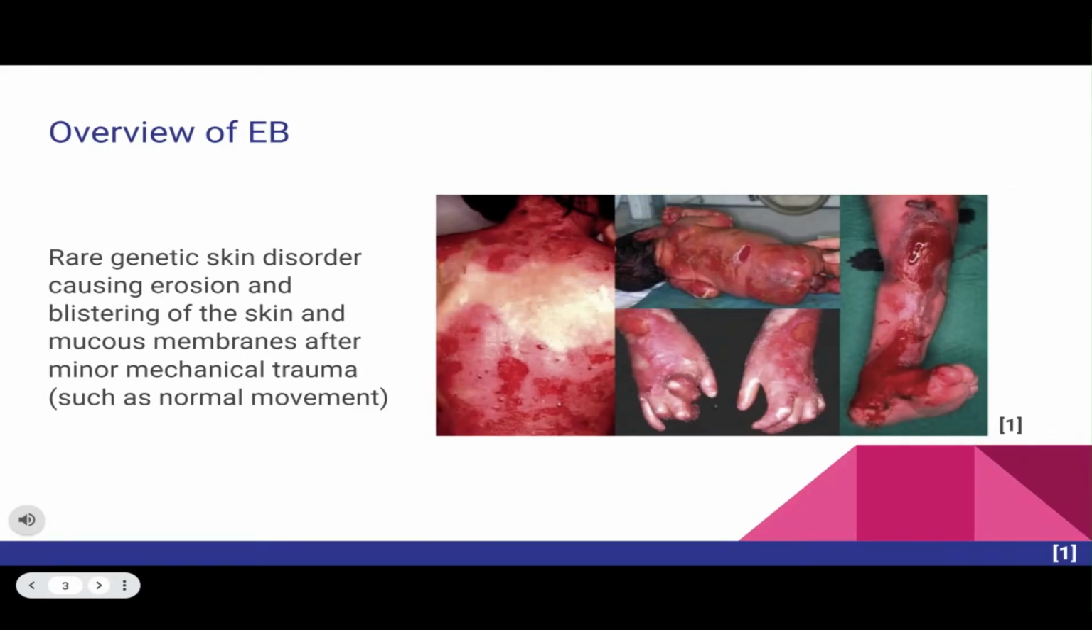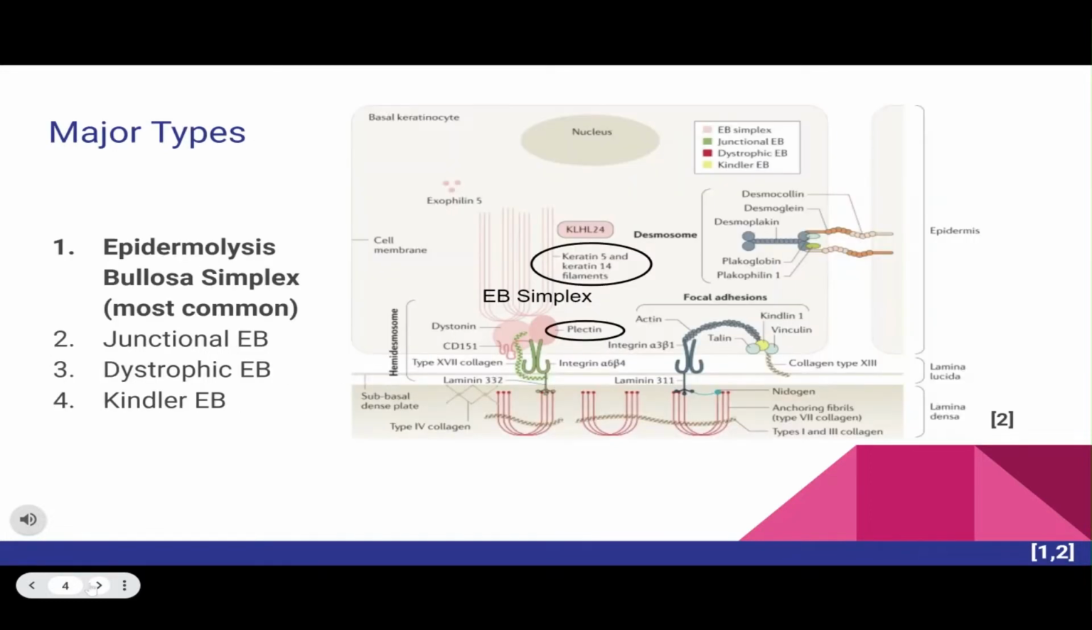Epidermolysis bullosa is a rare genetic skin disorder which causes erosion and blistering of the skin and mucous membranes after minor trauma, such as normal daily movement. The four major types are classified based on which layers of the skin are affected.